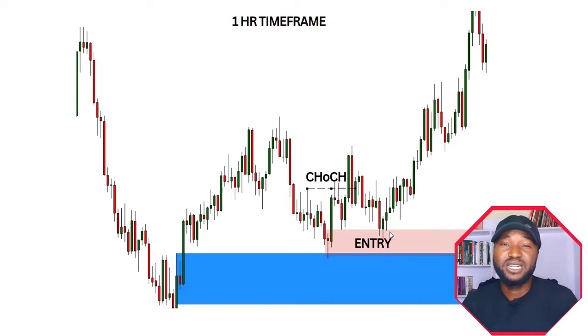Once you see a change of character, look out for an order block in that particular level, and then you're good to go for that particular trade. I wish I could show you more examples, but you can do that by yourself. Go to your chart and check how to use this particular strategy.